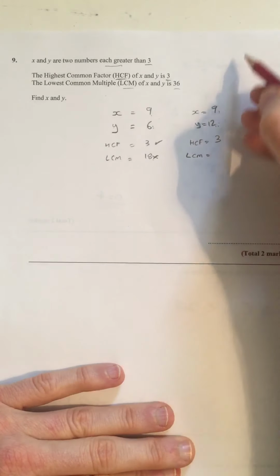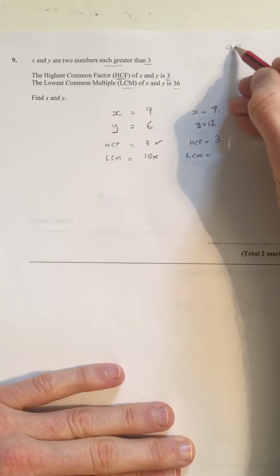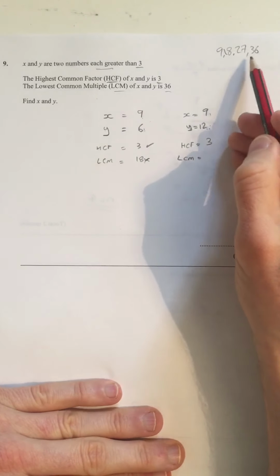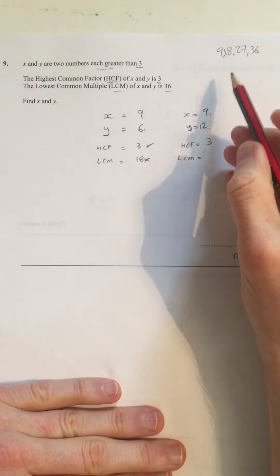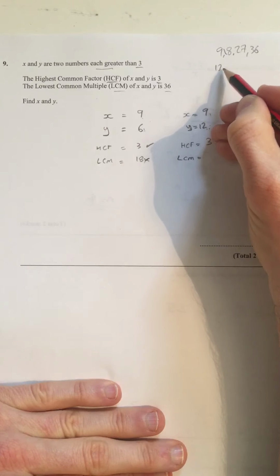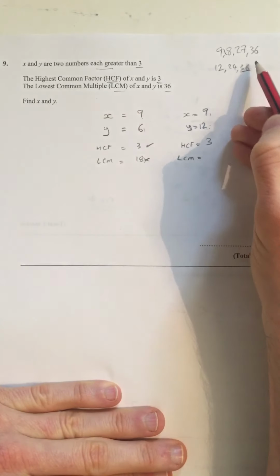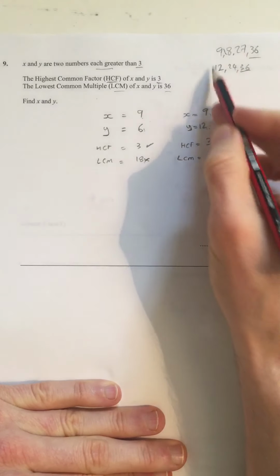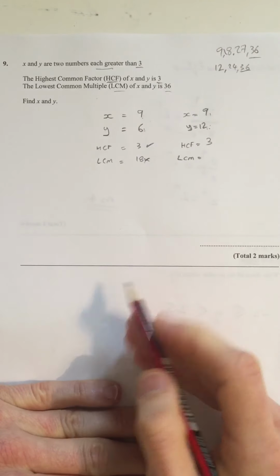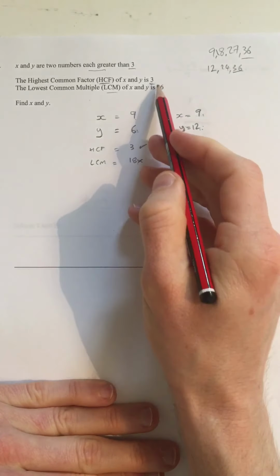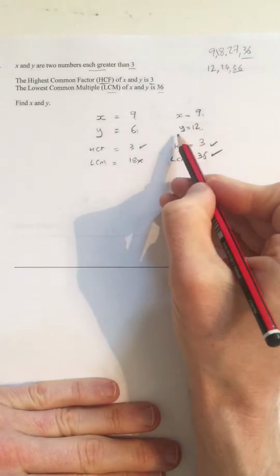So let's think about this. Let's write down. So we had 9, 18, 27, 36. Those were the first few multiples of 9. The first few multiples of 12 are 12, 24, 36. And there we go. We can see 36 is the lowest common multiple there, which is good. That satisfies both of these things we wanted.